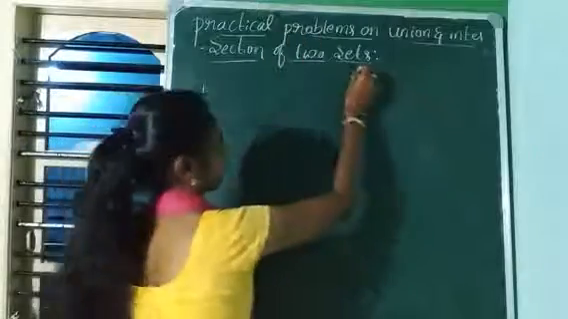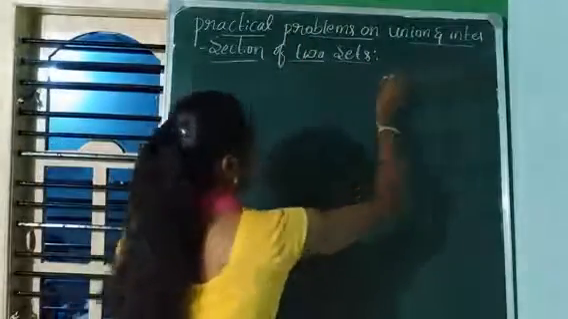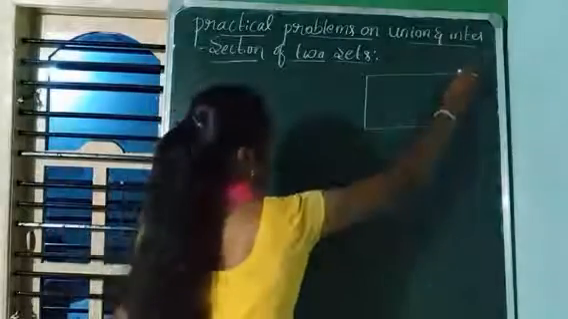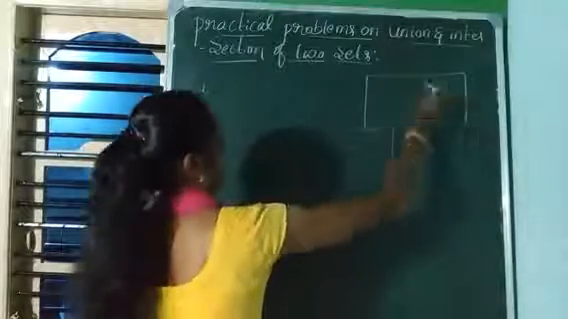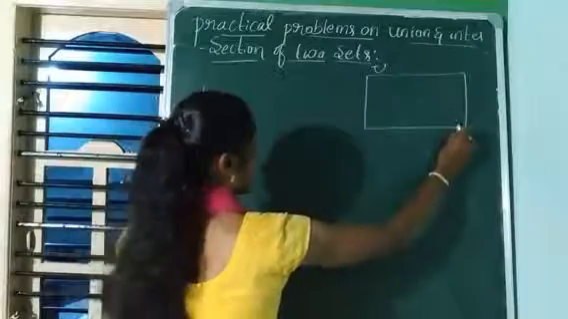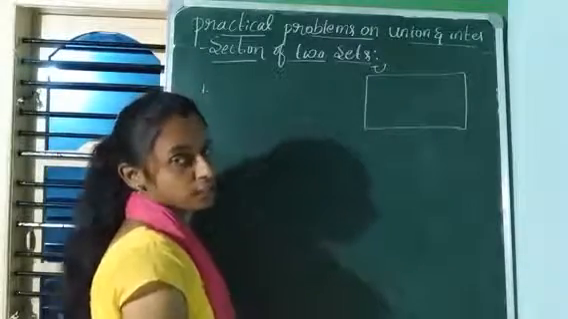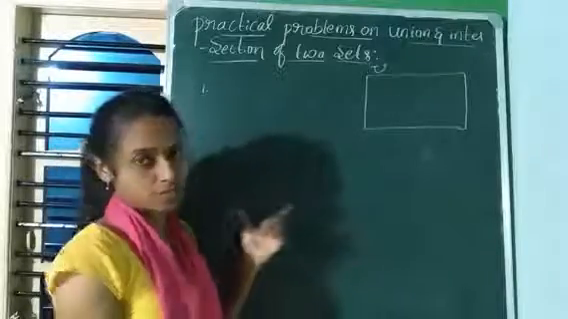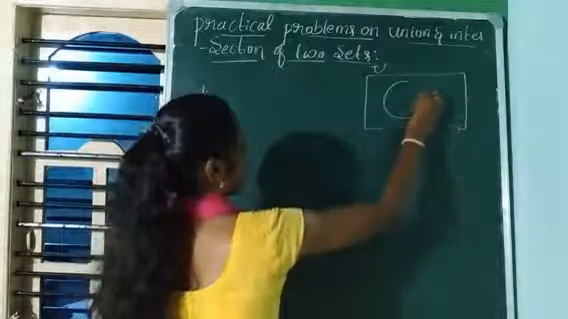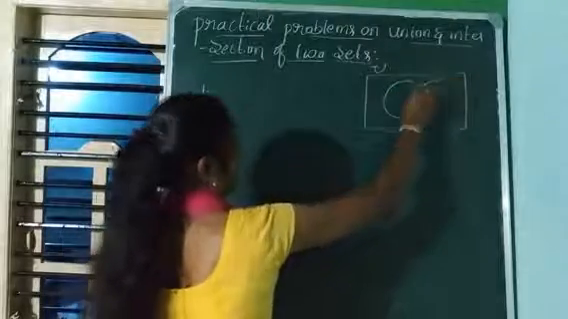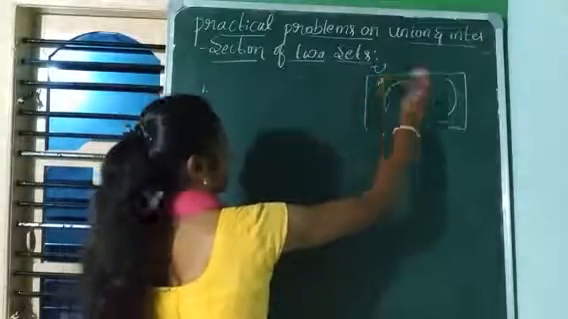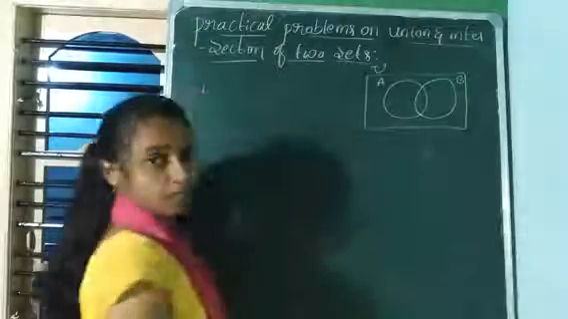In a Venn diagram, the first thing is the universal set, which is represented by a rectangle. Is it clear? This is the universal set. So within this rectangle, I will consider two circles. Each circle is represented as a subset. I will take this as set A, and this is set B.